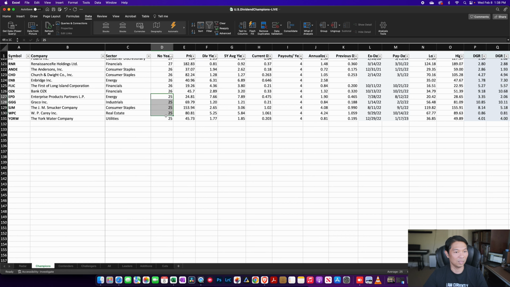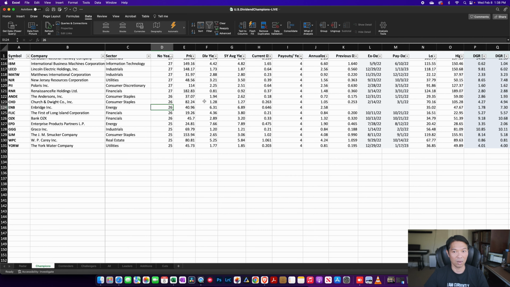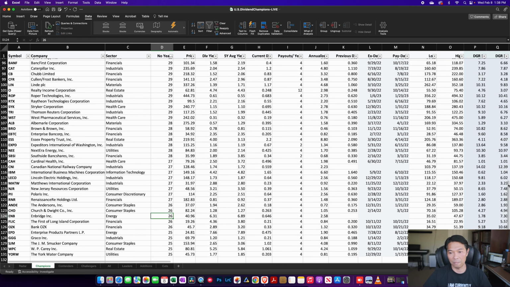These are relatively new companies that came onto the champions list. And as they consistently raise their dividends, they'll continue to be on the list and their numbers will go up year after year. But I didn't look at yield or anything like that. I just sorted by the companies that have been increasing their dividends the longest. There's also some other data in here that's really useful if you are into dividend investing. Let me scroll all the way back up.